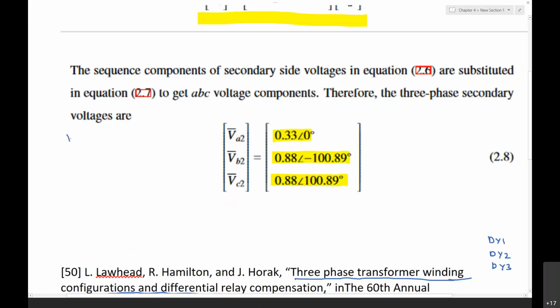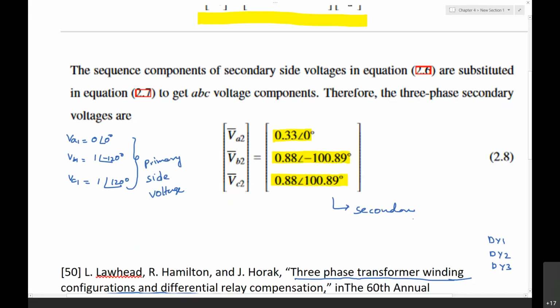Okay, VA1 as 0 at an angle of 0 degrees. The VB1, what we got is 1 at an angle of minus 120 degrees, whereas VC1 is 1 at an angle of 120. These are the primary side voltages. When you look into the secondary side voltages, these are the secondary side voltages.